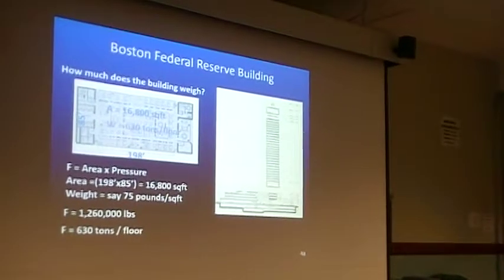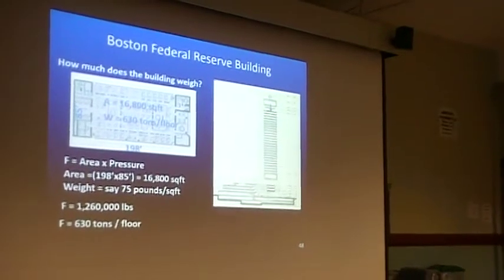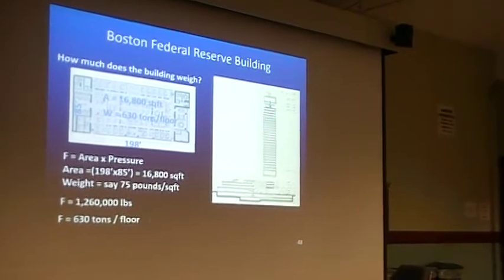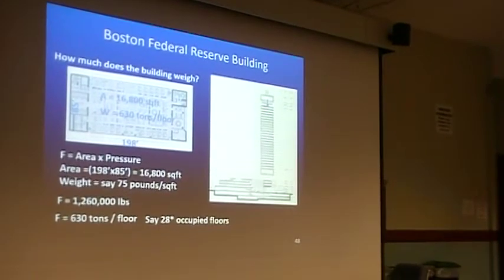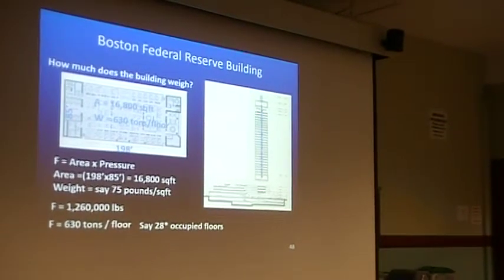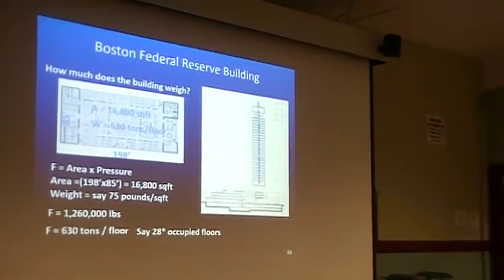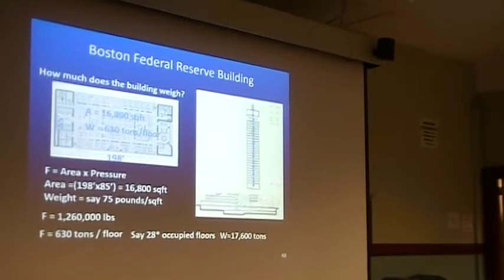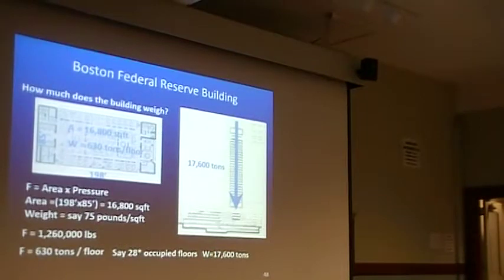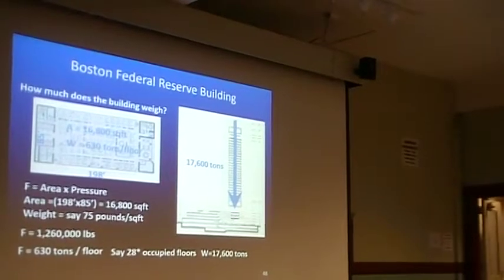I'm going to put the little arrow up on the top. So there's 630 juicy tons of force up there. It's 30-something stories, but some of it's airspace and whatnot. I'd say there's 28 floors, 28 little baby arrows. They all add up to one big arrow, 17,000 tons. Well, hooray, we got 17,000 tons.